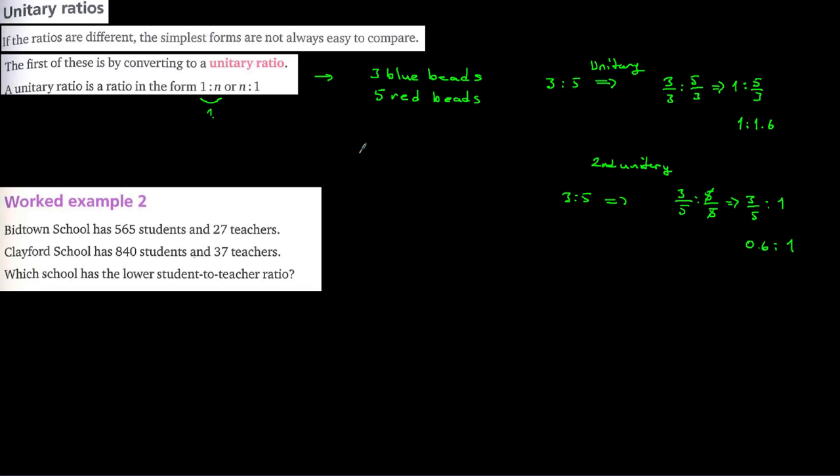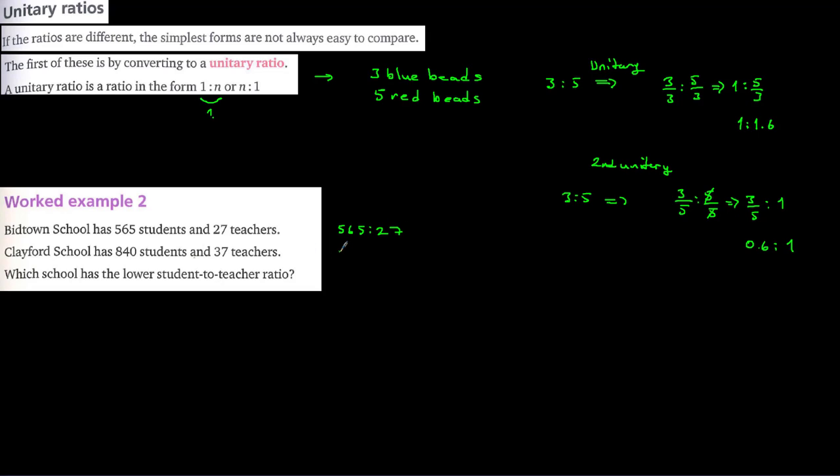Which one is helpful for us? We may use that one, and we may compare two different ratios with respect to this one. Okay, let's solve this exercise and we will understand better. There are two schools. There are 565 and 27 students. It's looking for the lower student to teacher ratio, and in the first school, the student to teacher ratio is 565 to 27.